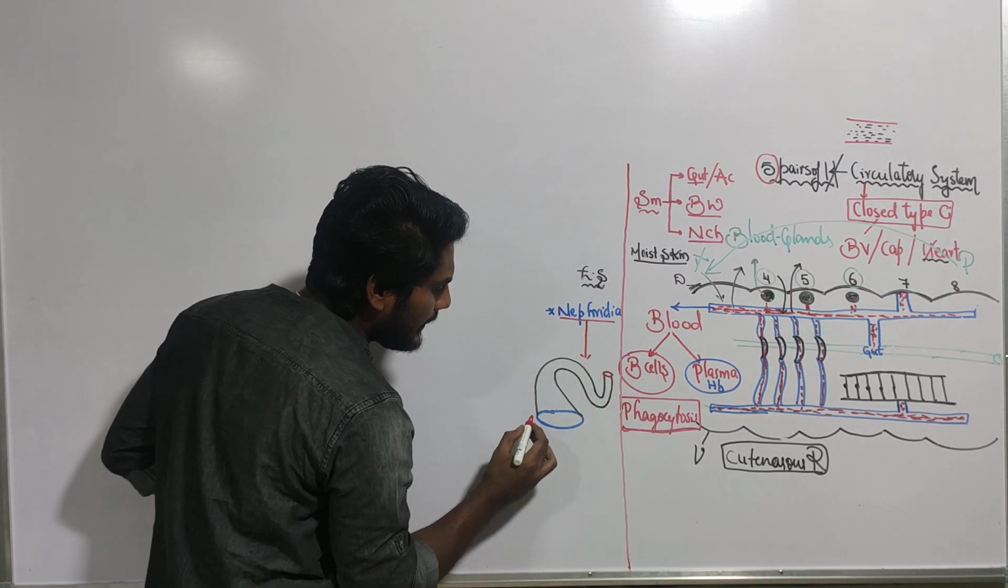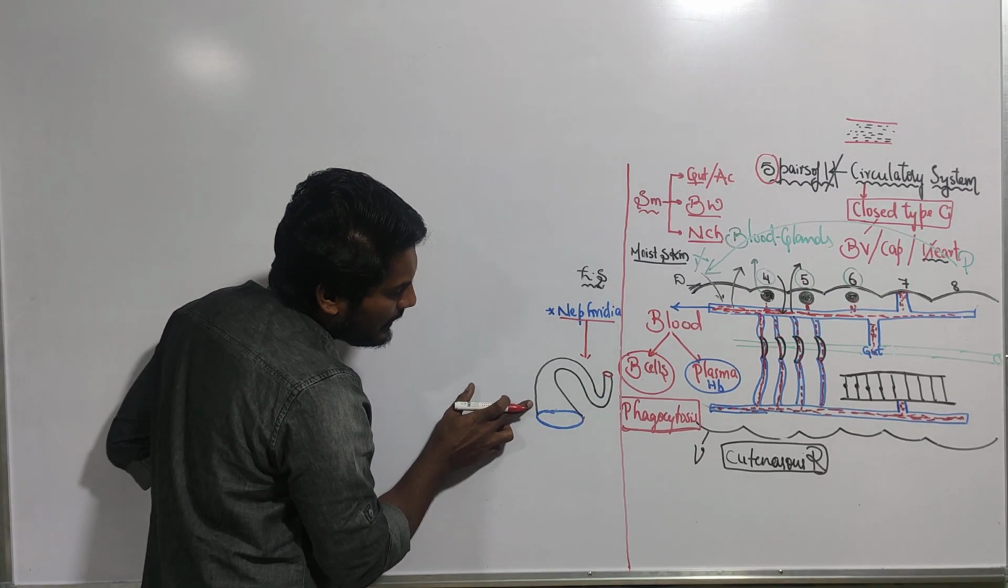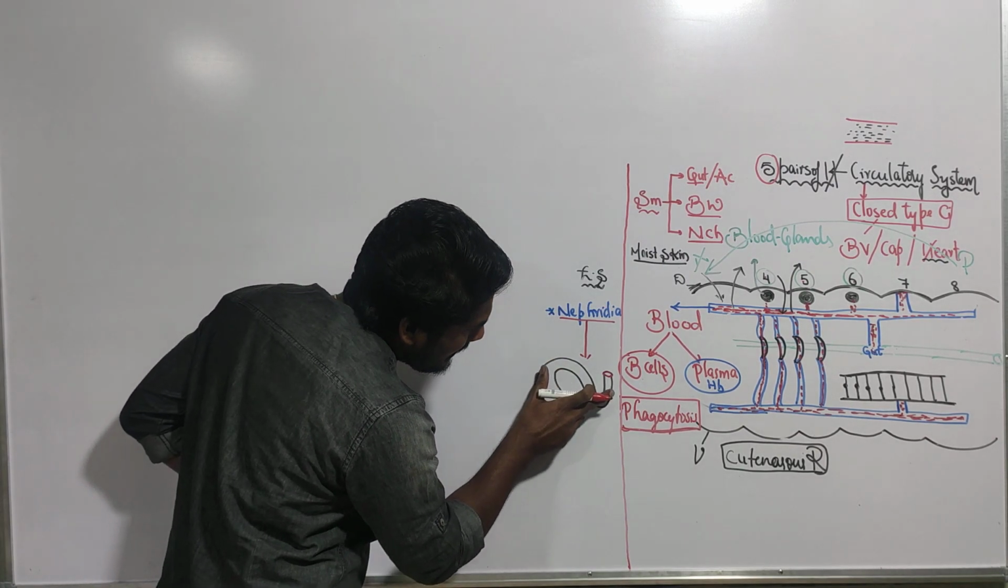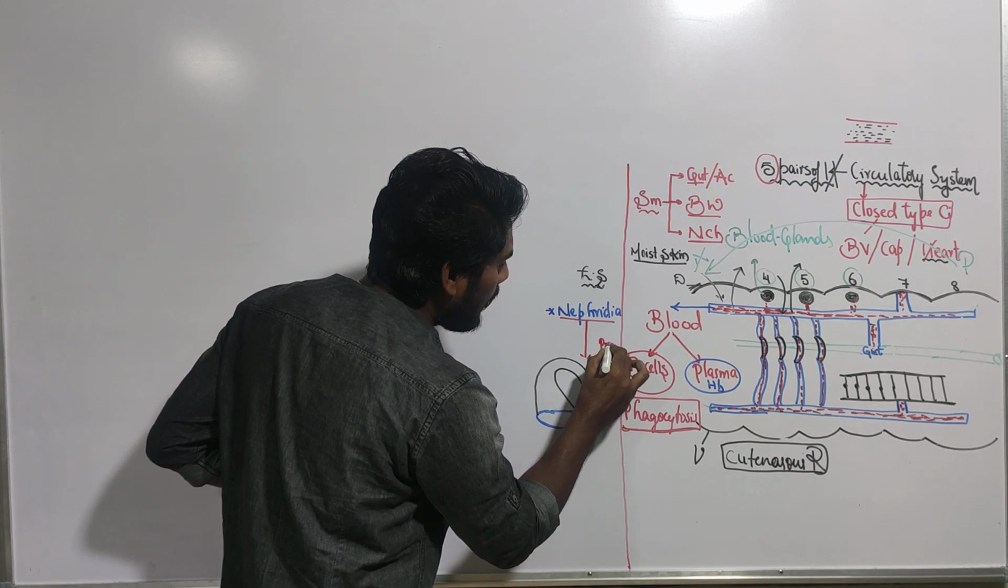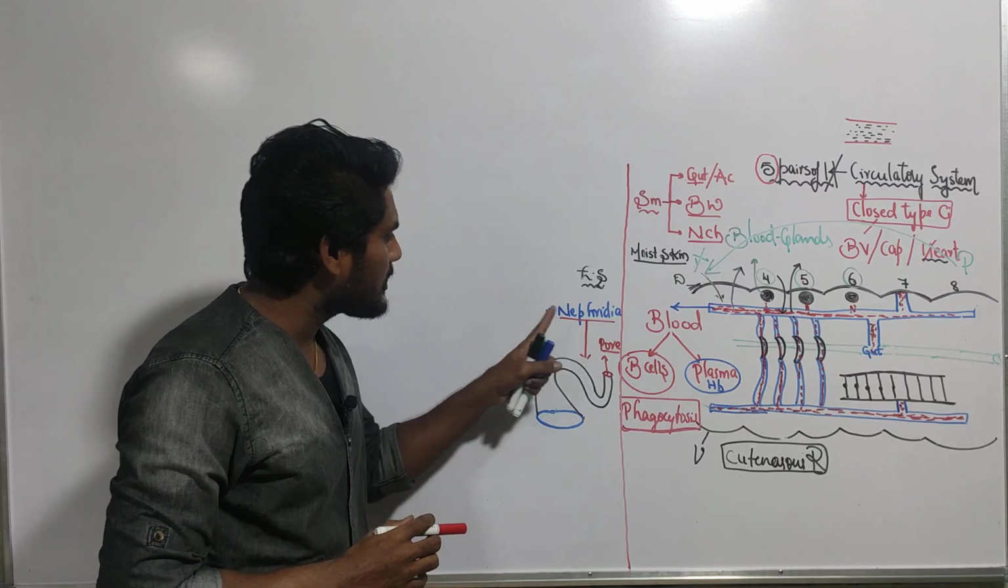So nephridia contain a funnel shaped opening. This funnel shaped opening has the tubular part. This tubular part is connecting with the nephridiopore. Pore means what? Opening. Opening is seen for nephridia, so it is called nephridiopore. This whole structure is called nephridia.